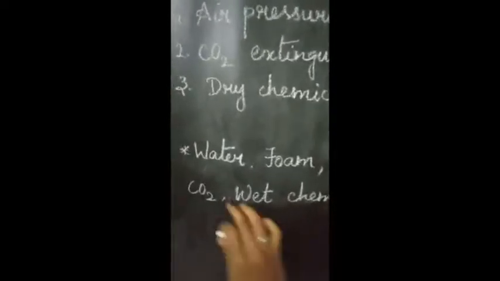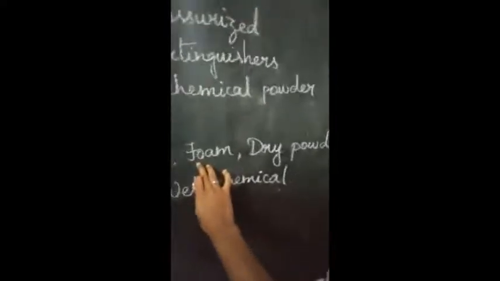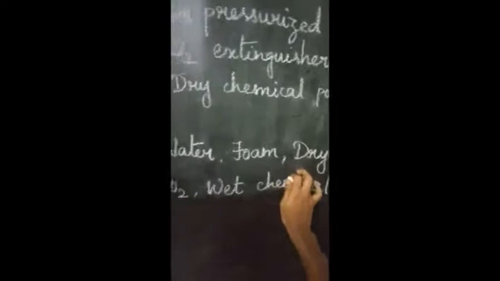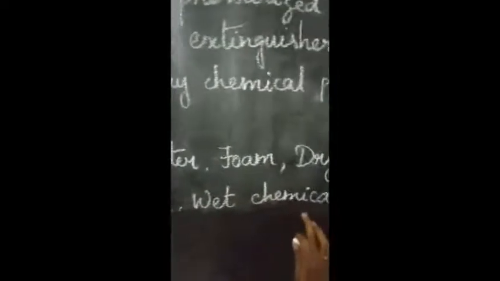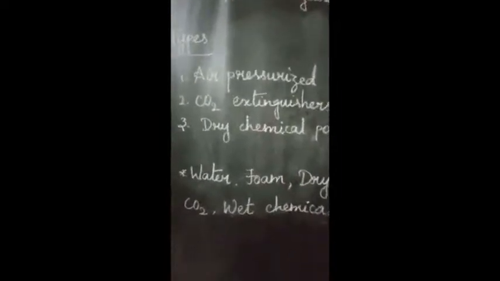And then the remaining important types: it can be filled with water or foam, or even dry powder, and also carbon dioxide, and even wet chemicals. So these are all considered different types of fire extinguishers.